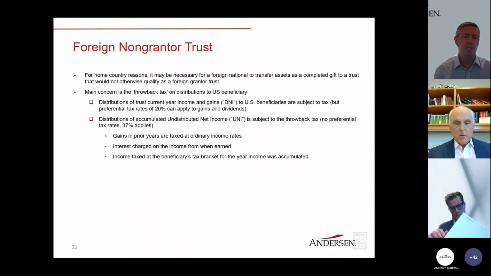The other aspect of it is that you lose preferential tax rates on an accumulation. In the US, we have a distinction where if you hold assets more than a year, you pay 20% capital gains tax versus a highest rate of 37%. And similarly with certain types of dividends, all that goes away and everything is taxed at 37% on an accumulation. So the bottom line is accumulating income offshore for the benefit of a US person in one of these types of trusts doesn't always make sense.